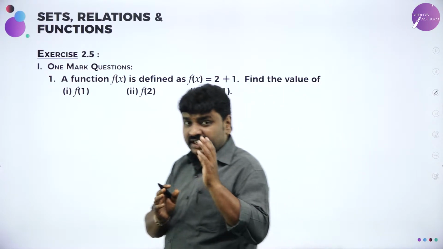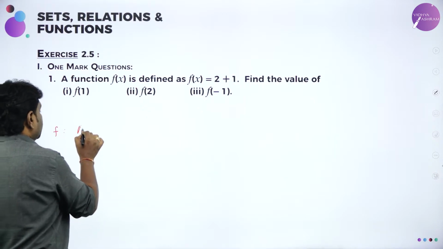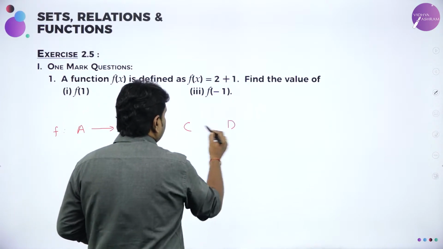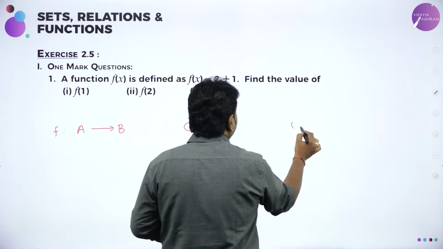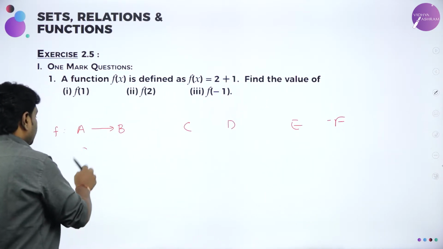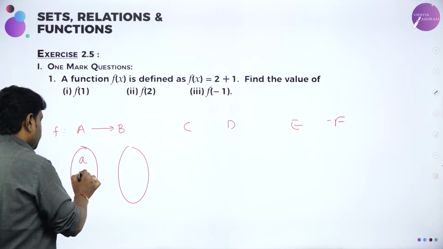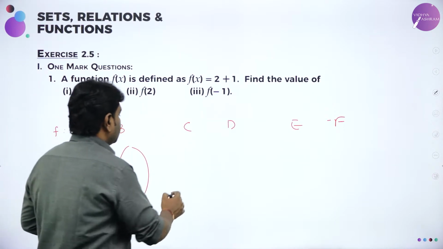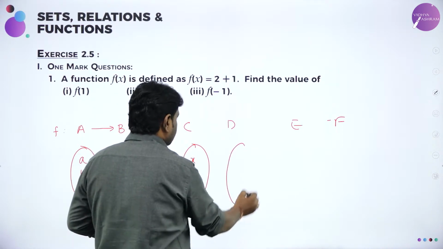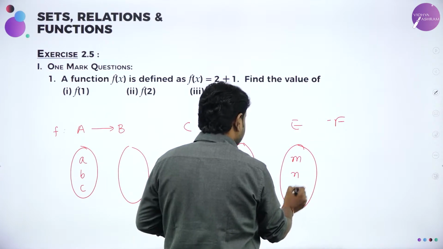Now I'll take 3 ray diagrams simultaneously to make you understand better. So let us take A to B, and C to D, one more, and say E to F. 3 things I have taken. We'll decide which is a function, which is not a function. So now A is like this, B is like this. Say here I have A, B, C. Here I have say X, Y, Z. Here I have say M, N, S.